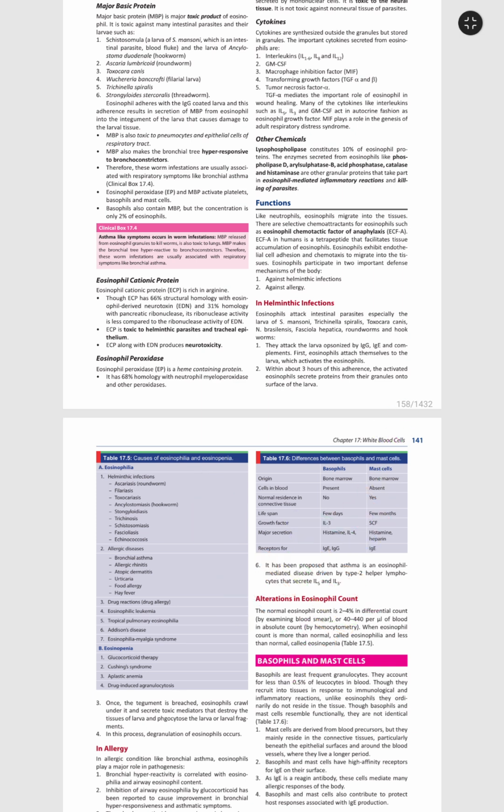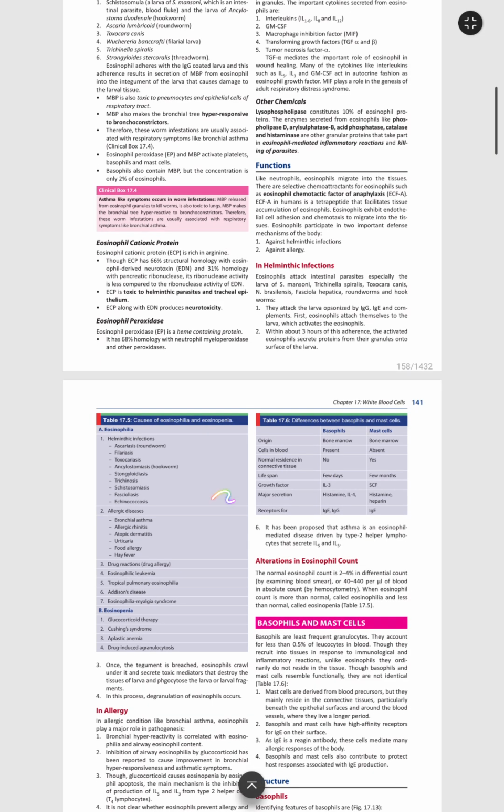Then drug reaction. Then eosinopenia occurs in aplastic anemia and glucocorticoid therapy. With glucocorticoid therapy eosinophil decreases, and allergy or inflammation due to eosinophil also decreases.